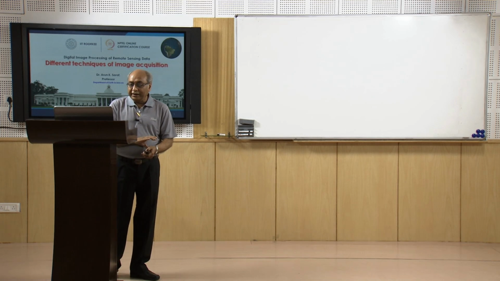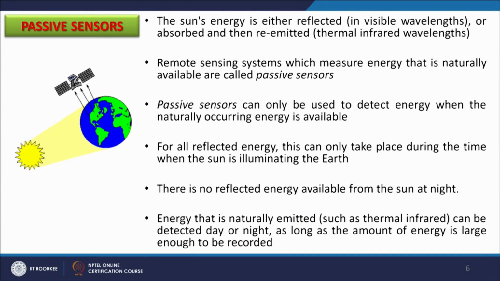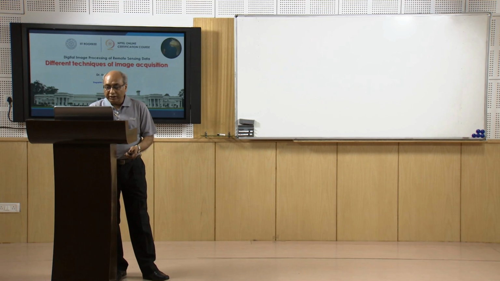useful. An energy that is naturally emitted, such as thermal infrared, can be detected day or night as long as the amount of energy is large enough to be recorded. That is why the bandwidth of thermal sensors is much larger.